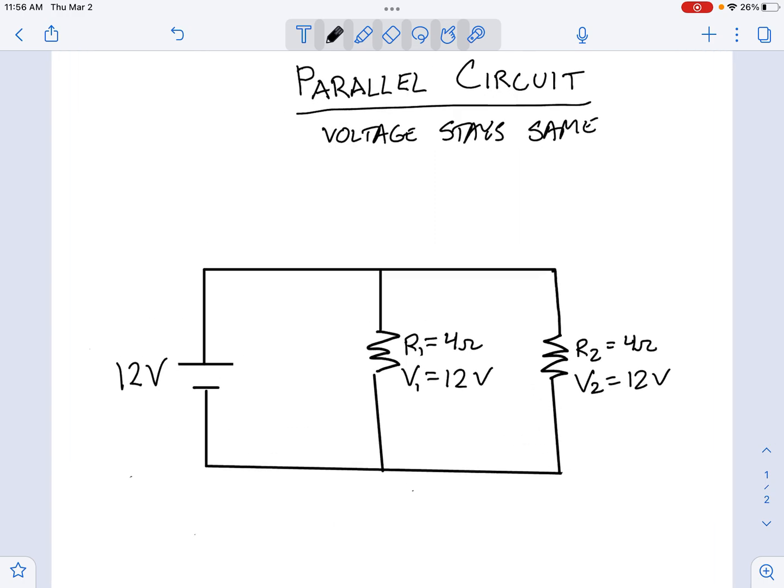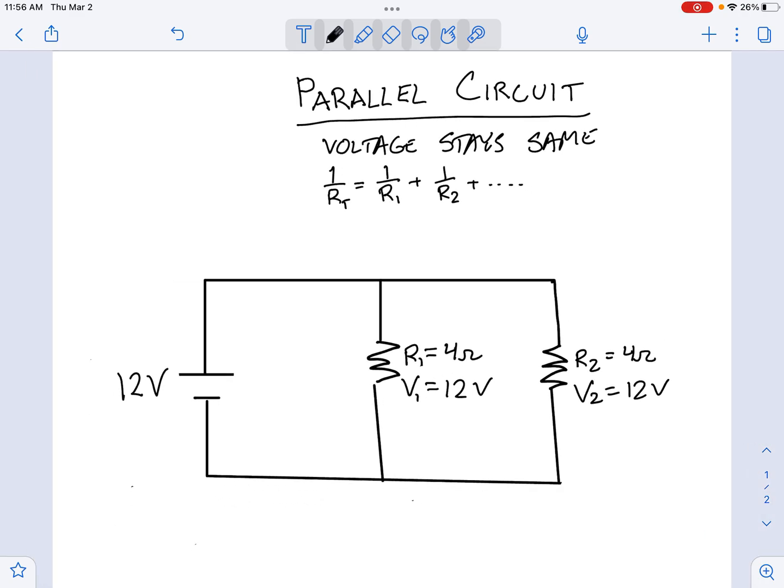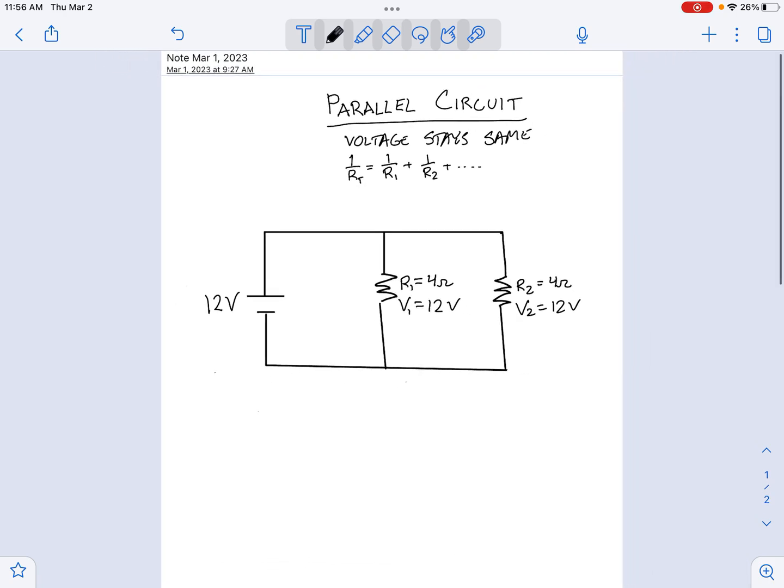So the equation to find the resistance of a parallel circuit is 1 over RT equals 1 over R1 plus 1 over R2. RT is the total resistance, the T stands for total. And if there were more resistors, we could keep going. Okay, so that's the equation for total resistance. Now we're going to solve this problem to find all the different values that we can find. I like to start with RT.